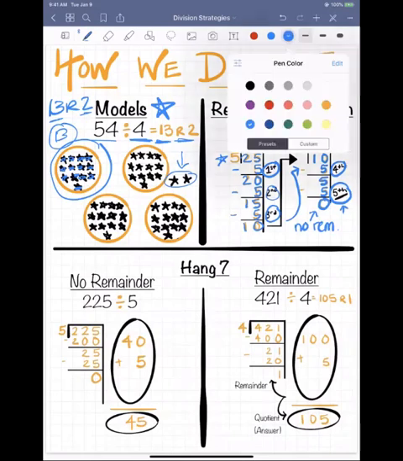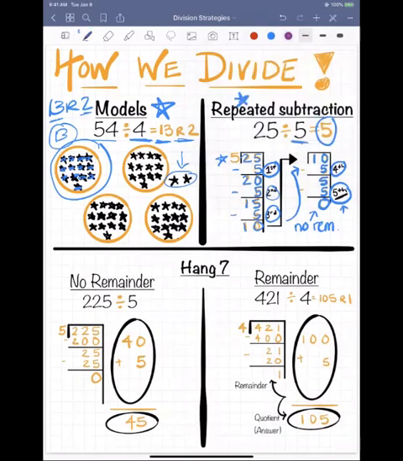Remember, I'll show you in purple, a great way to check your division is to think of multiplication and go backwards. So if I start at 5 and I times it by 5, I'm going to get 25. So that's how we know that 5 is the right answer.